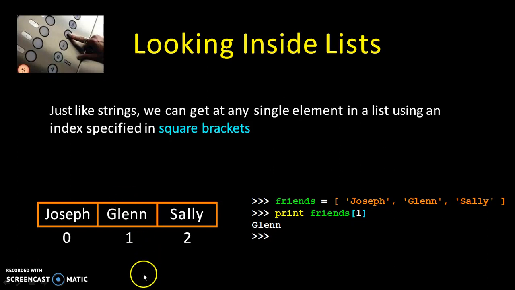We have an example here: friends equals Joseph, Glenn, and Sally. When you print friends of 1 in square brackets, whenever you want to display a particular element of the list, you must use an index value inside the square brackets. So print friends of 1 here. 1 is nothing but Glenn, because the index value starts with 0. Glenn is at the first position, so that is nothing but Glenn.